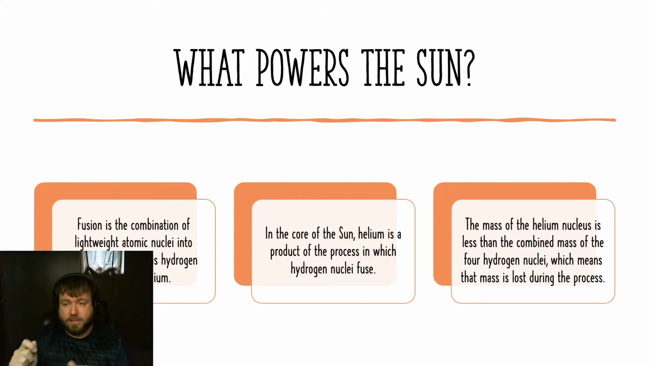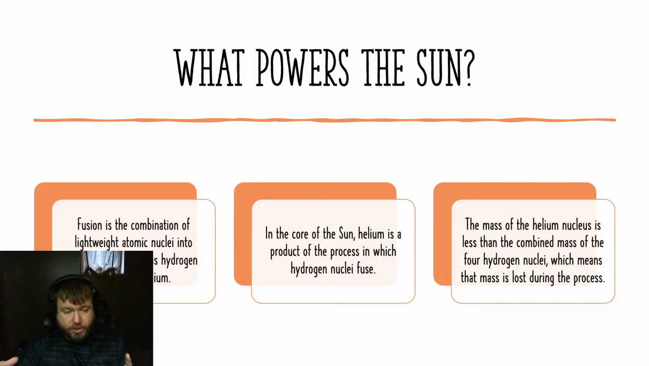Okay, what powers the sun? Fusion is the combination of lightweight atomic nuclei into heavier nuclei, such as hydrogen fusing into helium. In the core of the sun, helium is a product of the process in which hydrogen nuclei fuse. The mass of the helium nucleus is less than the combined mass of the 4 hydrogen nuclei, which means that mass is lost during this process. Okay, let's stop there to unpack what we've talked about so far. So, the process that powers the sun is called fusion.